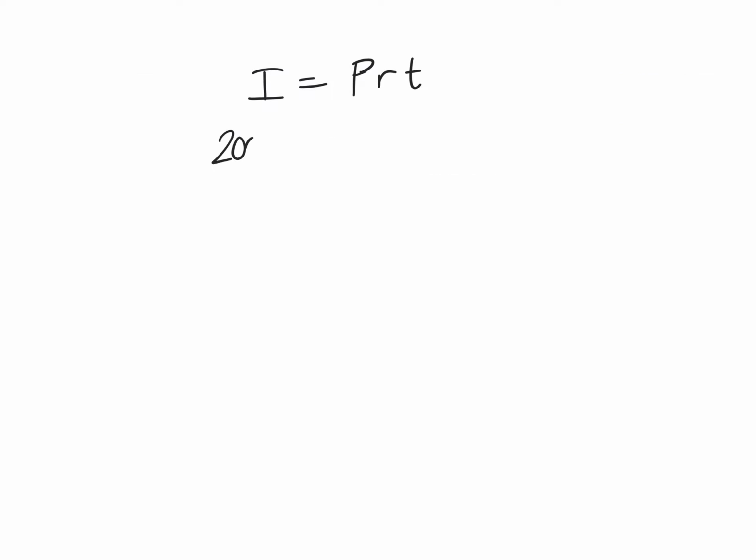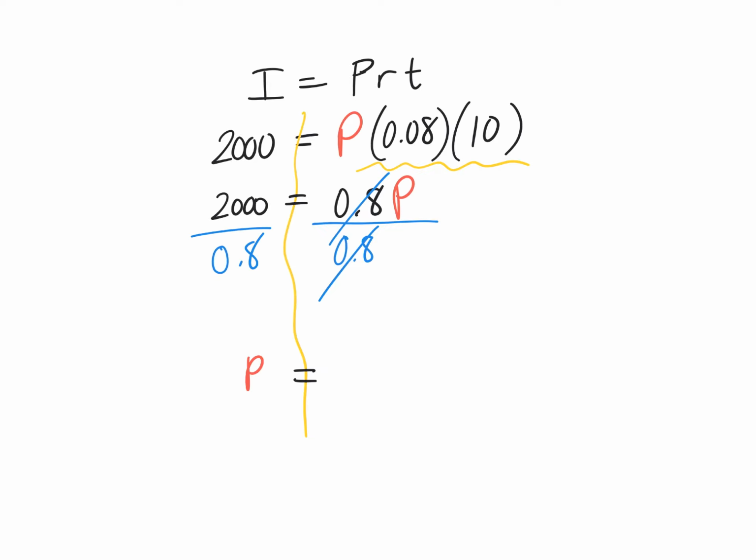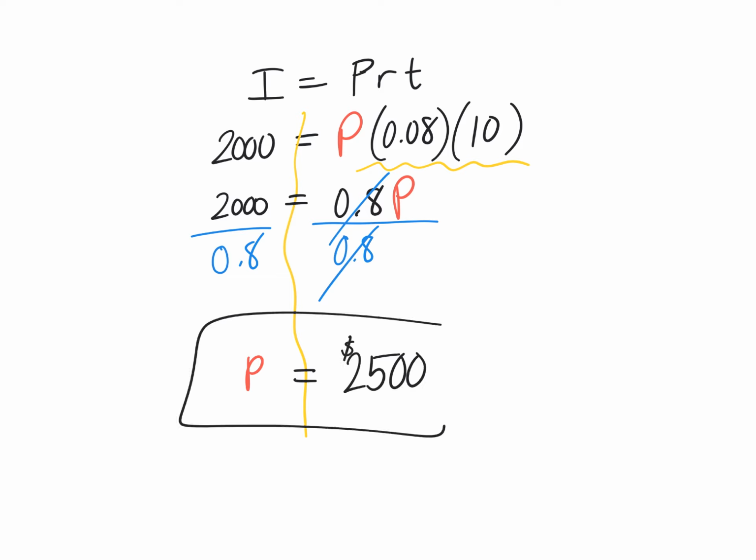Right, so replace I with 2,000. What's P? Is it 2,500? So what does that mean? It means he invested $2,500. That's what he started with.